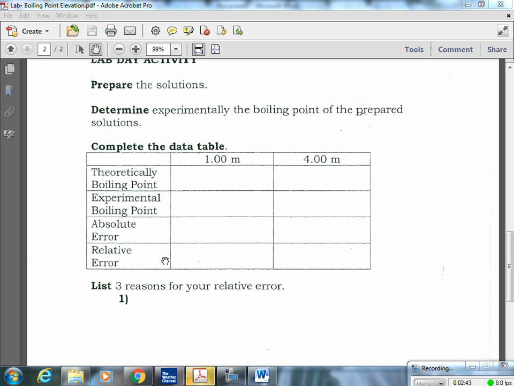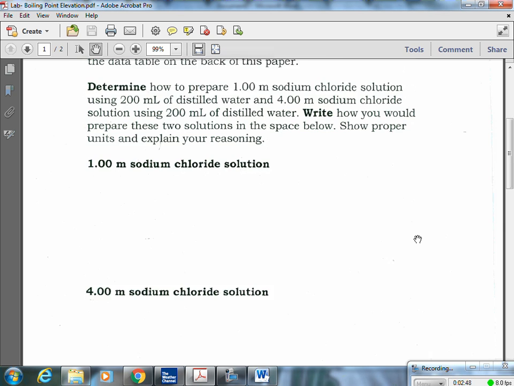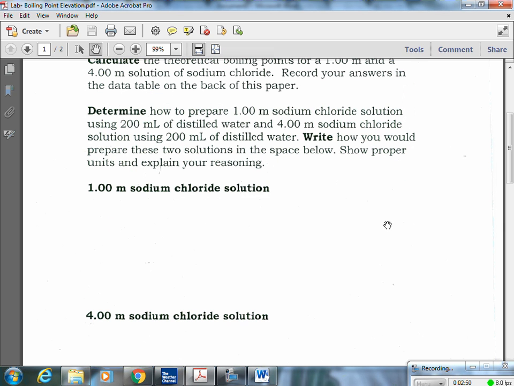Let's go back to the second pre-lab thing that you need to do. You need to determine how to prepare your 1 mol sodium chloride solution using 200 milliliters of distilled water and your 4 mol sodium chloride solution using 200 milliliters of distilled water. Well, let's go through a couple of things here. I'm going to help you out here with the 1 mol solution.